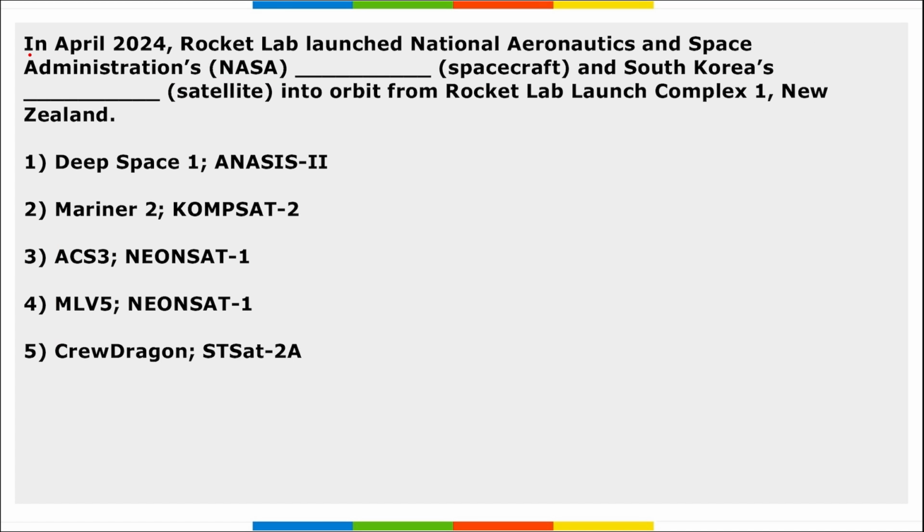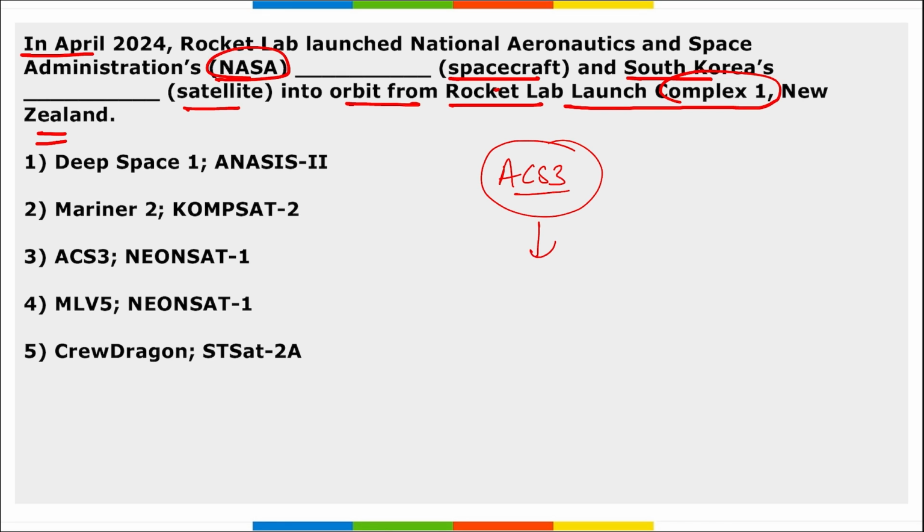Next, in April, Rocket Lab launched NASA's ACS-3 spacecraft and South Korea's NEONSAT-1 satellite into orbit from Rocket Lab Launch Complex 1 from New Zealand. So Rocket Lab launched NASA's which spacecraft? It was ACS-3. And South Korea's which satellite? It was NEONSAT-1, right? And they were launched into orbit from Rocket Lab Launch Complex 1 in New Zealand.